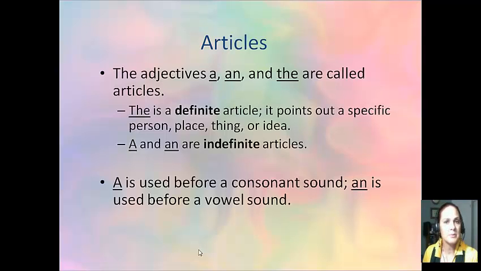Then we had proper adjectives. And a proper adjective is always capitalized because it's built off a proper noun, which names a specific person, place, or thing. And then you have your articles, which are also adjectives. A and an are indefinite articles, and the is a definite article. So go ahead and complete your exercises. I'll catch your notes on Monday, and we'll do our review on Monday and be done with adjectives and articles.